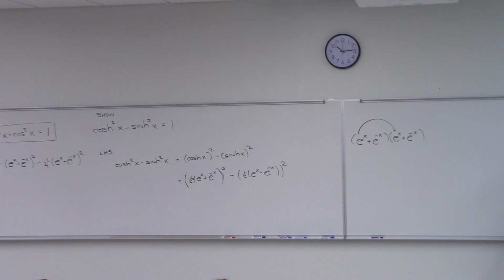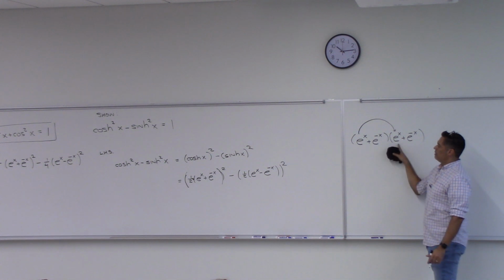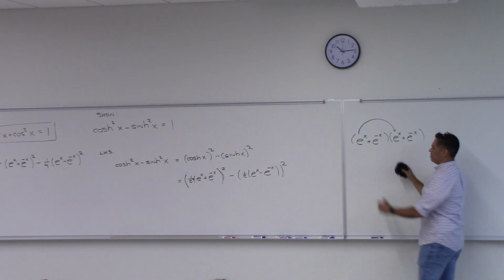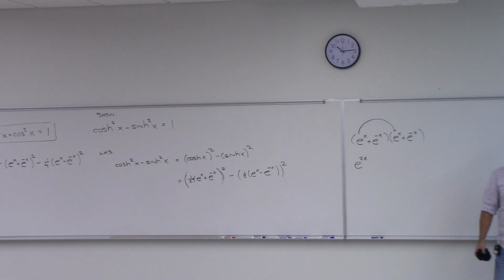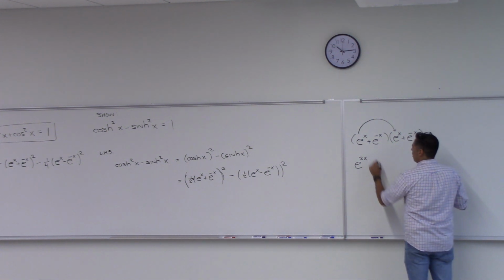What's that? What is this? E to the 2x. E to the 2x. You're adding the exponents. They have the same base, right? They have the same base. You add exponents. Okay, whoever responded there, you're out.